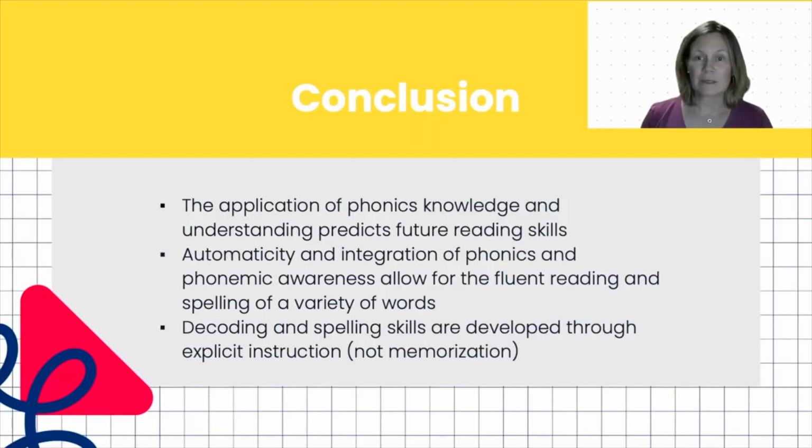To sum up, the ability to apply knowledge and understanding of phonics supports fluent reading, reading comprehension, and effective and accurate spelling. It is the automaticity and integration of phonemic awareness and phonics, along with orthographic and morphologic knowledge, that allow us to read and spell. Efficient decoding supports fluent reading and reading comprehension. Efficient spelling allows students to focus their attention on their ideas as they write. These skills are learned through explicit instruction involving phonemic awareness and applying knowledge of the grapheme-phoneme correspondences and not memorization.